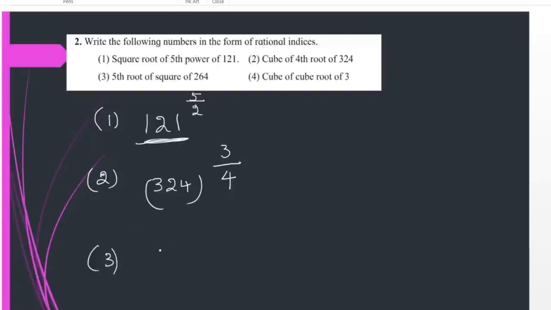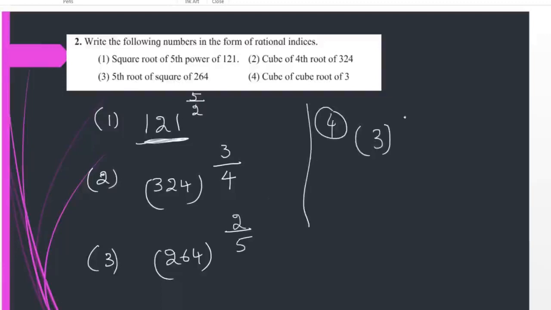What about the next one? Here, which one is the base value? 264 is the base value. So here, which one is the root value? Fifth root. So 5 is in the denominator. Square of power is not given. So you should understand the next number is nothing but the power. Next one, last sum. 3 is the last one. The last number I can take as the base value. So here, which one is the denominator? Cube of cube root. Cube root means the root value is nothing but 3, right? So another cube is nothing but the power. That's all. This is the answer for the sum.